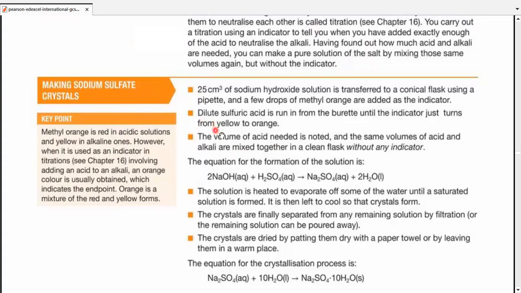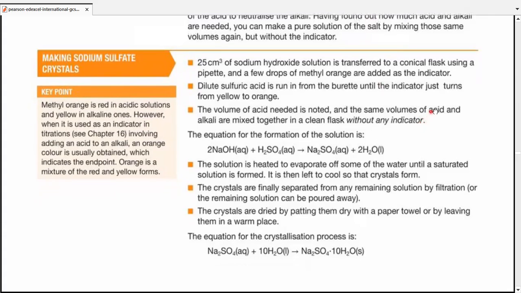Making sodium sulfate crystals is an example of this. 25 cubic centimeters of sodium hydroxide solution is transferred to a conical flask using a pipette. Add a few drops of methyl orange, get ready to do the titration, run the burette, and as soon as the color changes from yellow to orange, you know what amount of acid you need to use. The volume of acid needed is noted, and the same volumes of acid and alkali are mixed together in a clean flask, this time without an indicator.